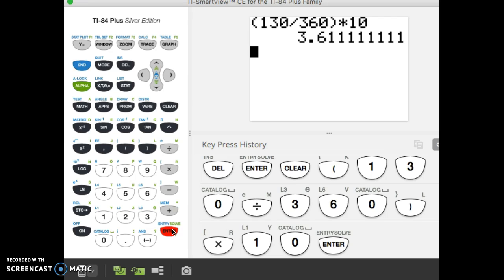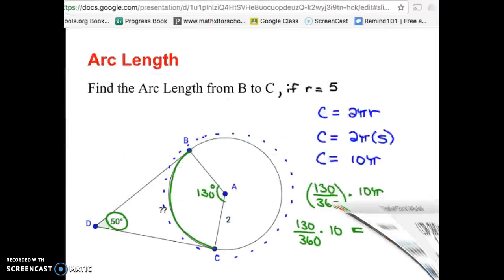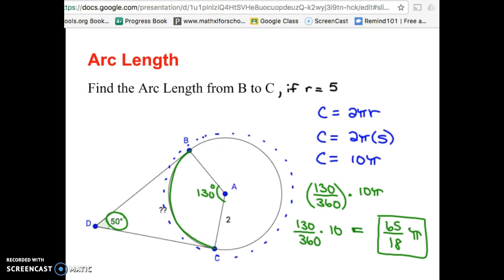Okay, so again, I get kind of a weird decimal, so I'll change it into a fraction. So math, fraction, enter. So 65 over 18. So 65 over 18 pi is going to be my answer. And again, you can type that in to find the decimal if you need to.